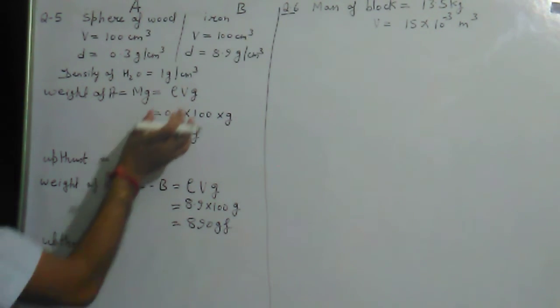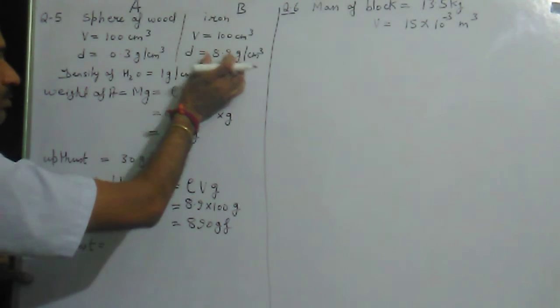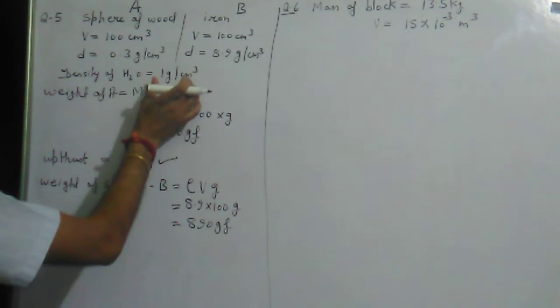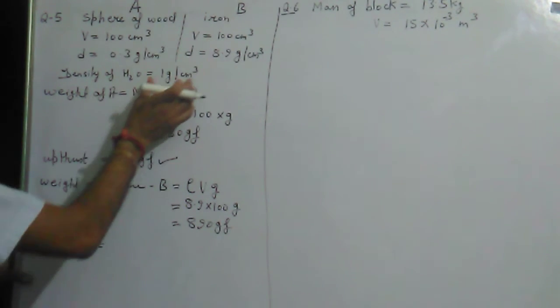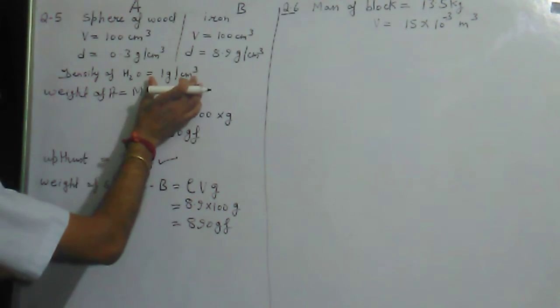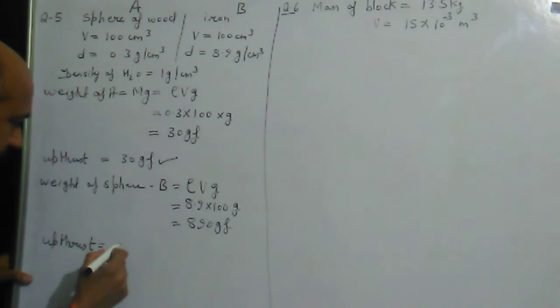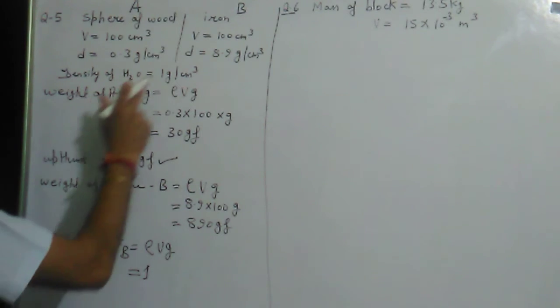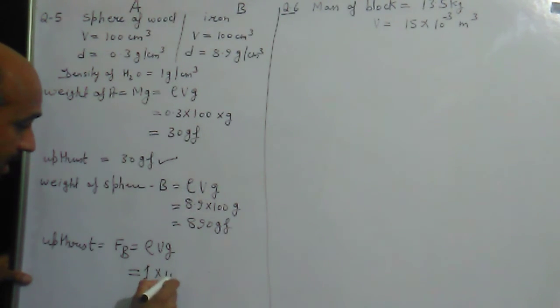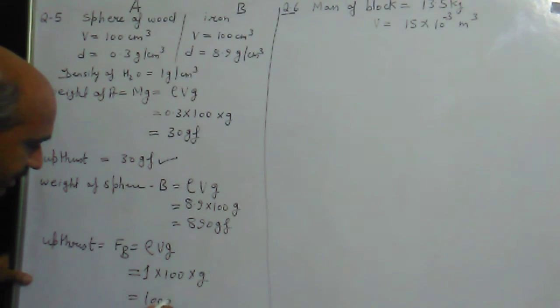equals to, check the density. Density is 8.9 and the density of water is 1, so that means it will sink in water. So the water will exert the upthrust and the density of the water is to be considered. So upthrust equals FB, and we know FB equals rho Vg. So rho means how much? 1, because the density of the water is given to us. V means 100 and g means only g. So on calculating this, we are getting 100 gf.